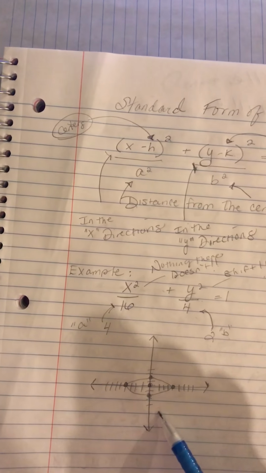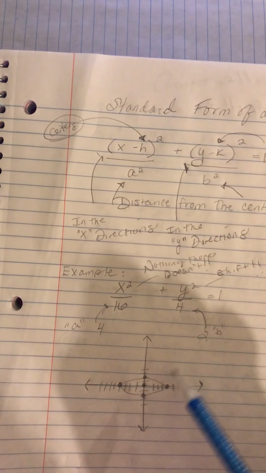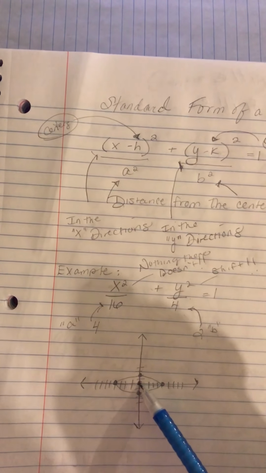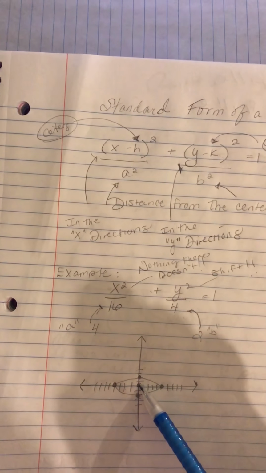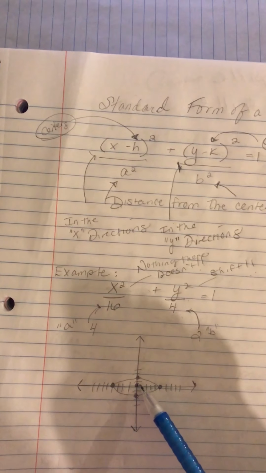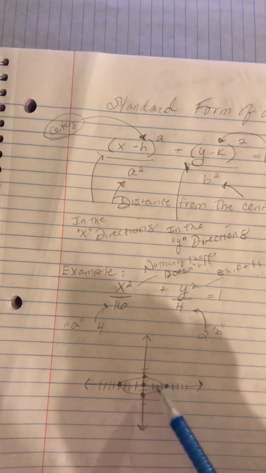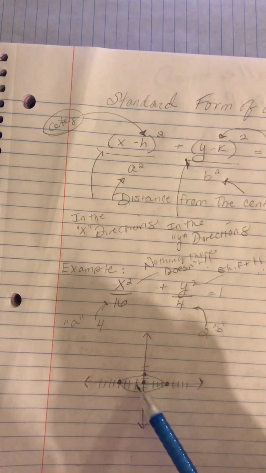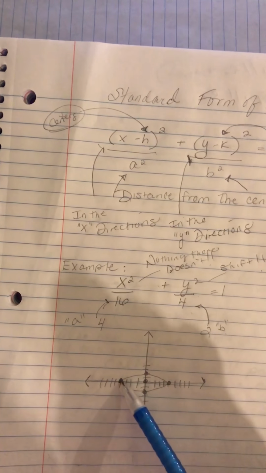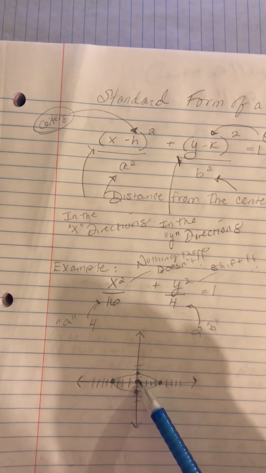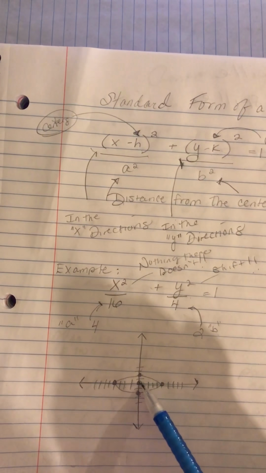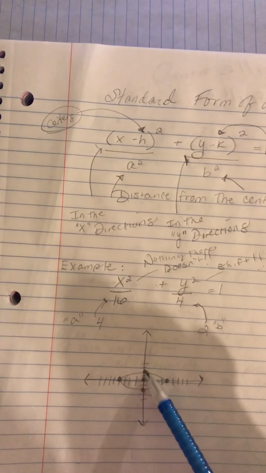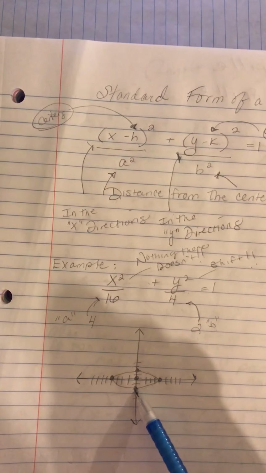So what I did, I made a little graph here. I found my center, and then I went right and left 4: 1, 2, 3, 4, and from the center 1, 2, 3, 4, and made my dots. And then I went up 1, 2, and then down 1, 2. So this here is the ellipse.